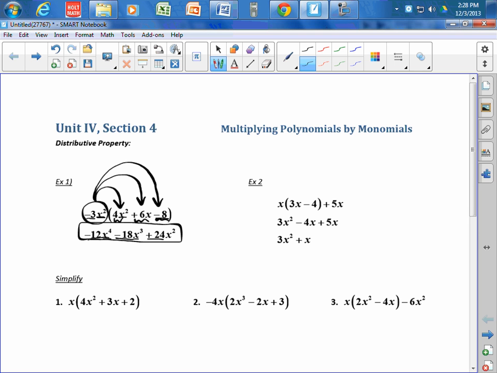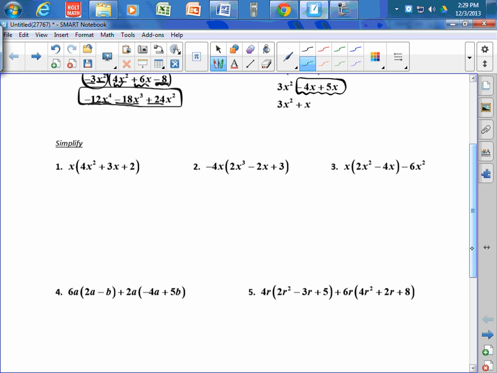In example 2, we'll distribute the x throughout the parentheses and then add like terms. X times 3x is 3x squared. X times negative 4 is negative 4x. So you're going to have 3x squared minus 4x plus 5x. The negative 4x plus 5x are like terms, so they get combined. You'll end up with 3x squared plus x. And that's all there is to it. That's all we're going to be doing in this particular set of problems.